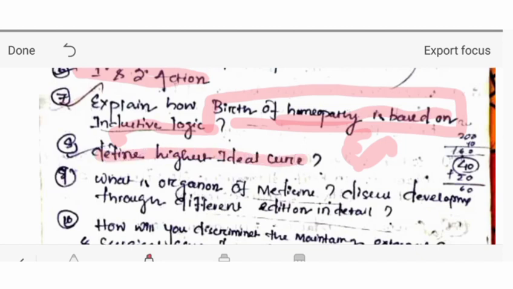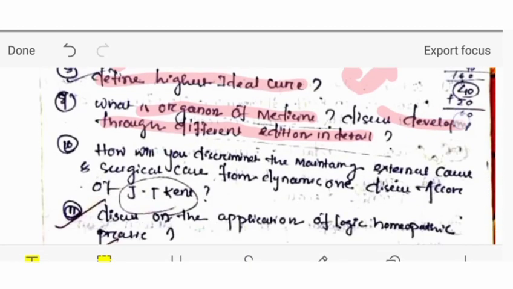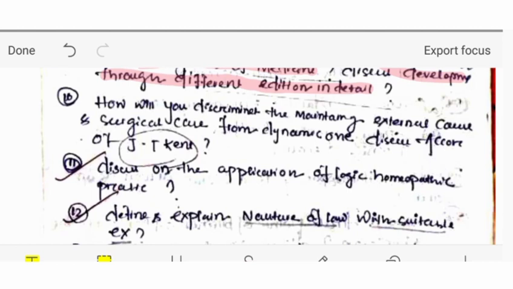Define highest ideal of cure, aphorism 1. I repeat, aphorism 1 is an important question. Then what is Organon of Medicine? Discuss its development through different editions in detail. So edition-wise you should write what is important in the first edition, what is important in the second edition.